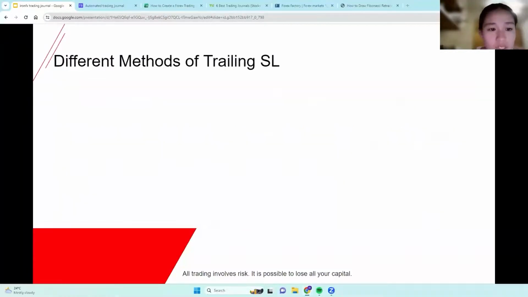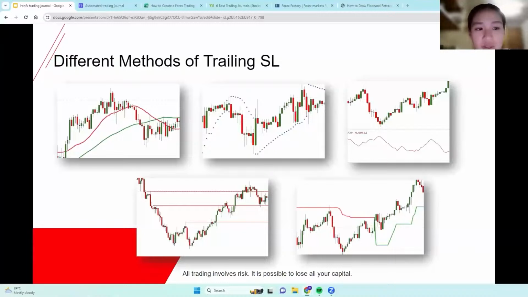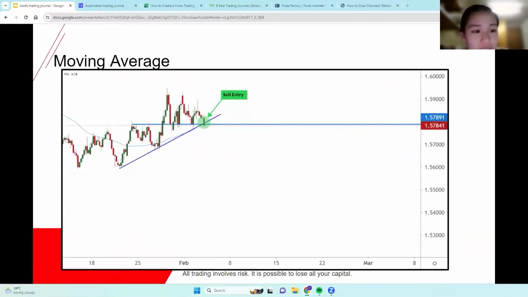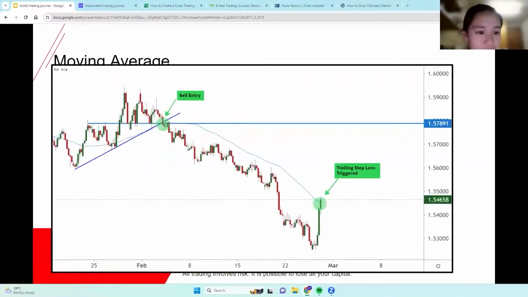Okay, so let's look at the different methods of trailing stop loss. Here's a summary of the different types of trailing stop loss methods that we'll be going through today. Just really briefly, firstly is the moving average indicator, followed by parabolic SAR, chandelier, ATR indicator, support and resistance levels, and a combination of these methods. Firstly, we'll start off with looking at the moving average.